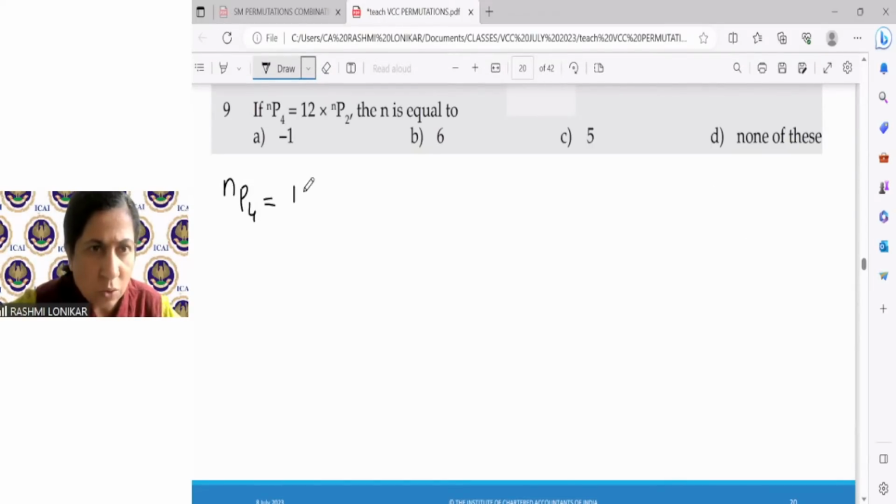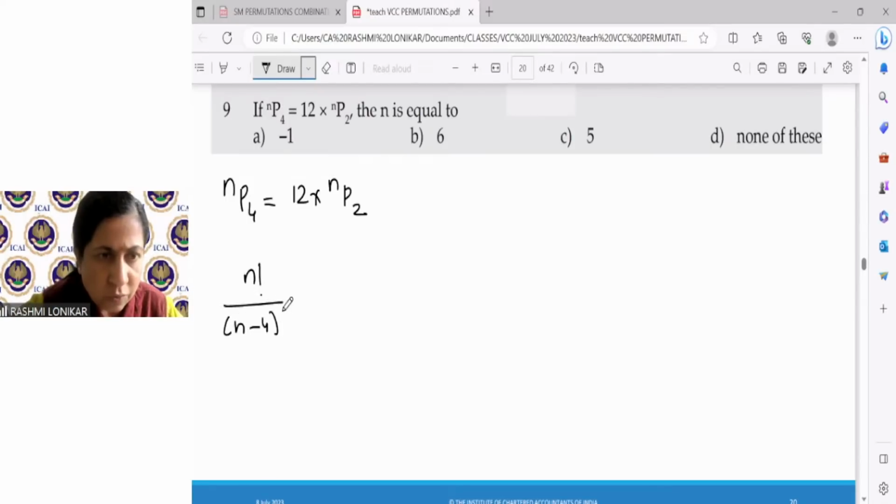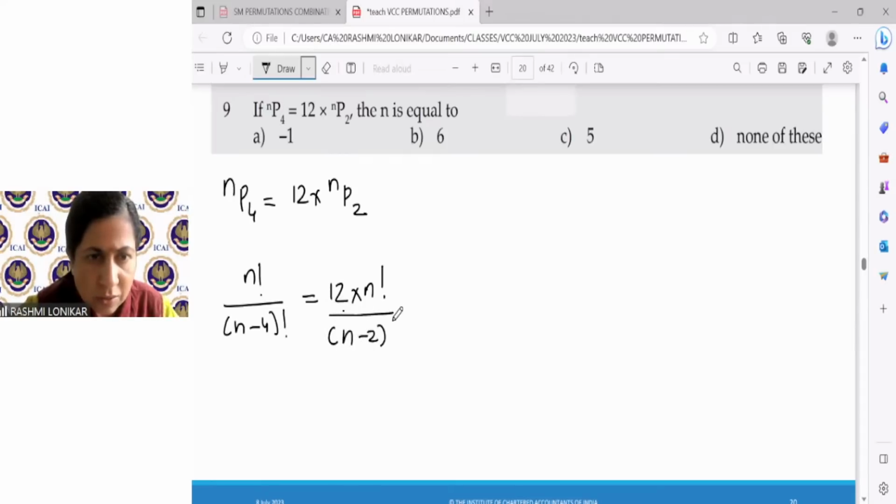nP4 is equal to 12 into nP2. How do I expand and what do I get? nP4 is n factorial upon (n minus 4) factorial, equal to 12 into n factorial upon (n minus 2) factorial. Okay. So n factorial will get cancelled out. Now, n minus 4 and n minus 2. What do I do? I will write them from n minus 2 down to n minus 4.